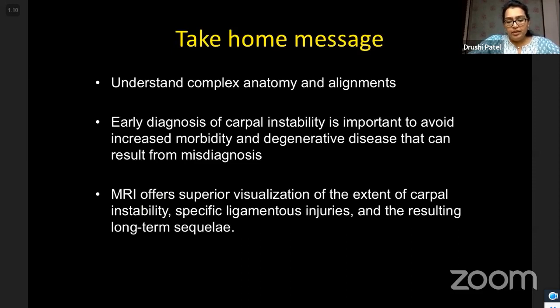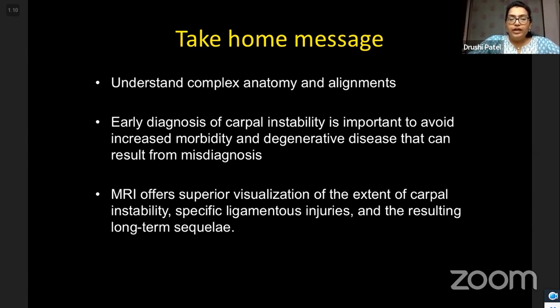So the take-home message is the anatomy is complex, but remember the basics, remember the alignments. When you see there is some kind of a misalignment, then you measure the scapholunate angle, you measure the capitolunate angle, look at the radiolunate alignment.